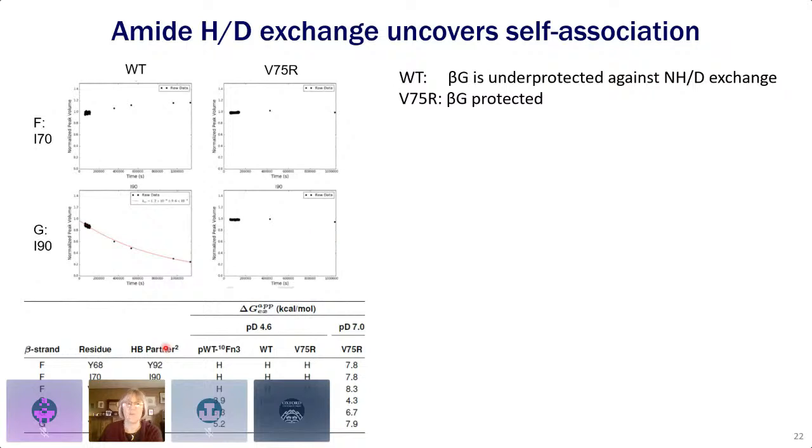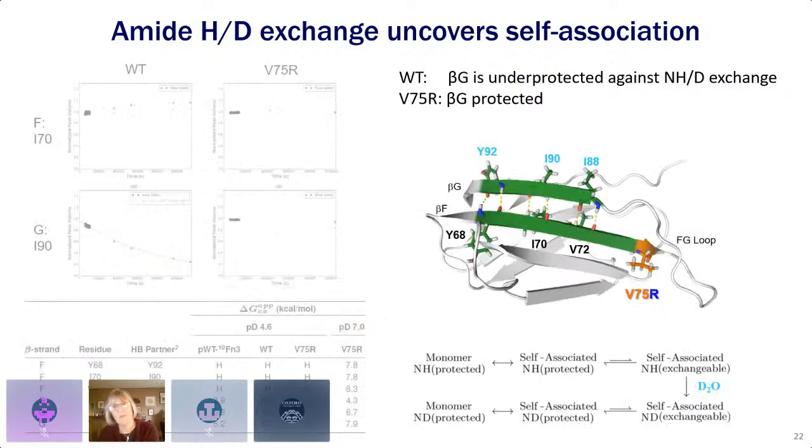So beta strand G is underprotected, and that was true also for other residues in the G strand. And remarkably, in V75R, which is more soluble, but not thermodynamically altered in its global stability, now the G strand is protected. So this is an interesting thing to think about. Why would we have the F strand protected and the G strand unprotected in the more aggregation-prone wild type, and then we increase the protection in V75R?